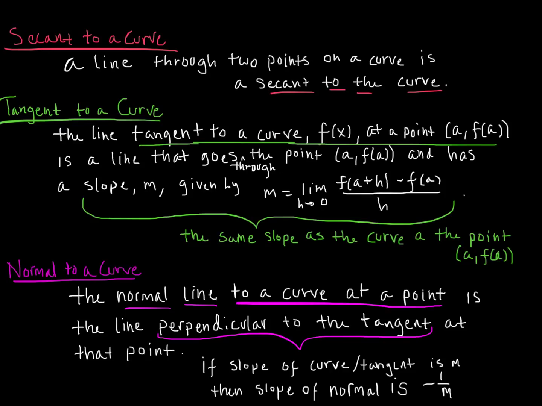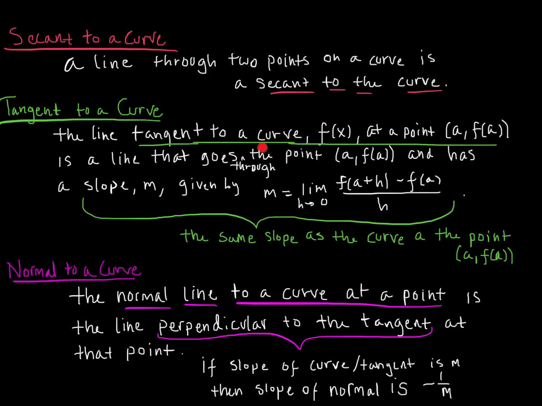Okay? And remember, that's because, as we saw in our example, the tangent line intersects the curve at this point. So they're going to touch each other at this exact point. And then the slope is going to be the same as the curve at that point as well. So let's read through this again.